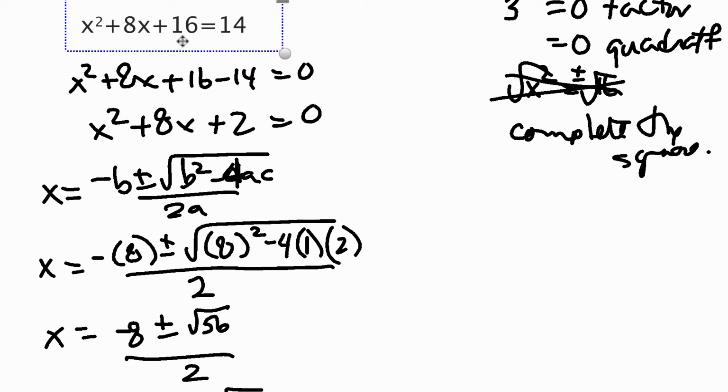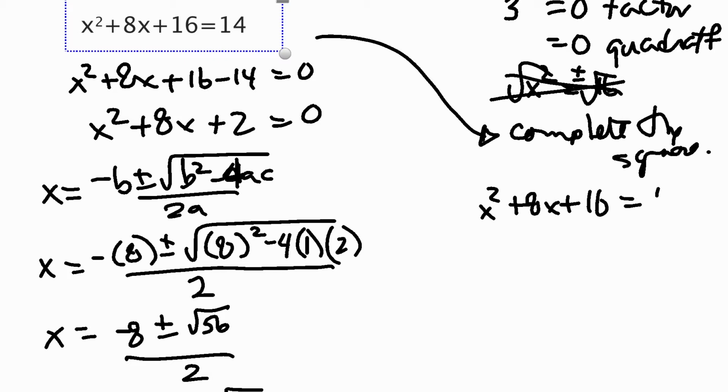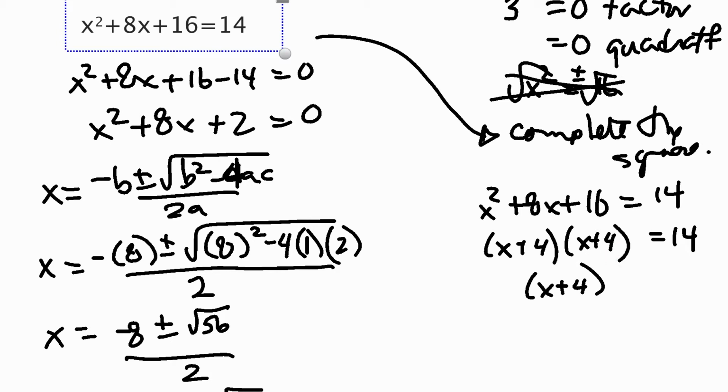Turns out that this one, I think you can solve a little quicker by completing the square. Let me show you. x squared plus 8x plus 16 equals 14. This is a perfect square here. If you were to factor that, it's x plus 4 times x plus 4 equals 14. There's two of those, they're identical, so I can write it as x plus 4 squared equals 14.